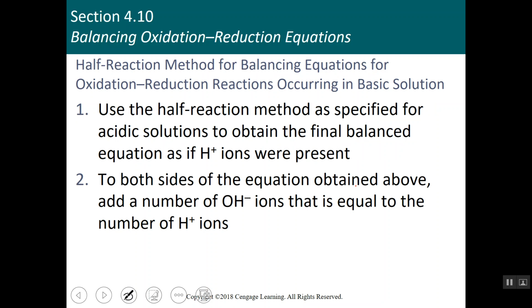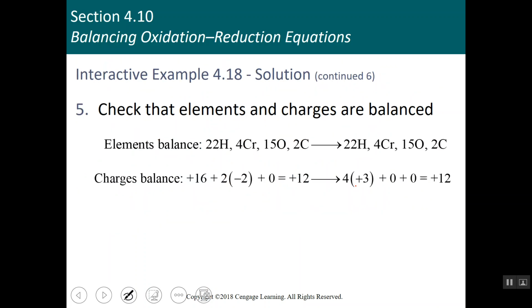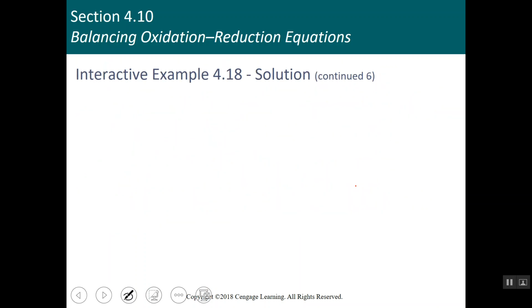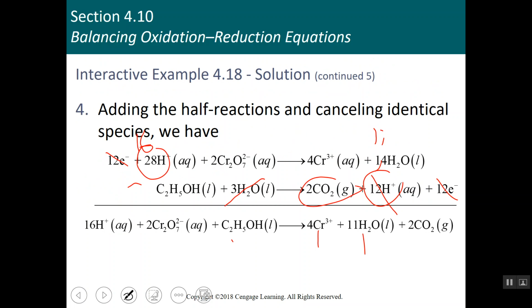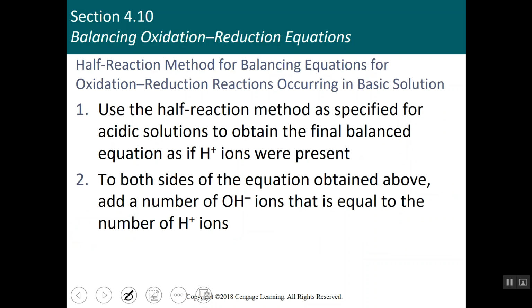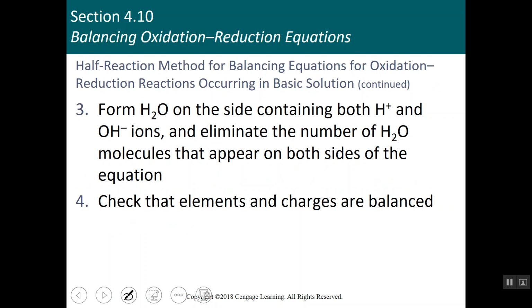Sometimes when we do these reactions, they're either occurring in an acidic or a basic solution. So for example, this last one we just did is occurring in an acidic solution because we have access to protons. But if it occurs in a basic solution, you're not going to have access to protons, and so you have to do an additional step once you've got it balanced. In that additional step, you're going to add enough hydroxide ions to both sides to turn all the protons into water.